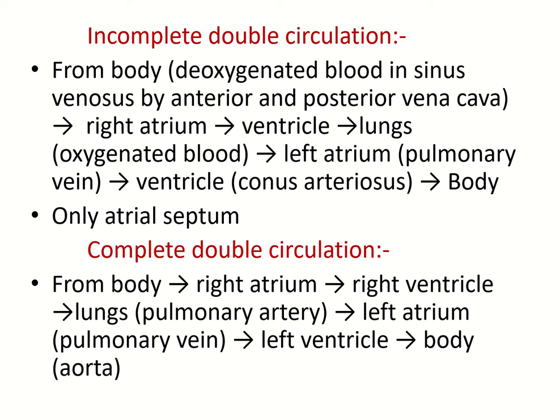While within birds and mammals, complete double circulation, the route is from the body into the right atrium, then from the right atrium to the right ventricle, then from the right ventricle to the lungs by means of the pulmonary artery, while from the lungs it goes to the left atrium through the pulmonary vein, then from the left atrium into the left ventricle, then from the left ventricle by means of the aorta it is driven to all the body.